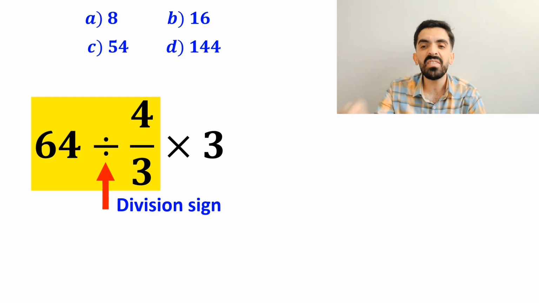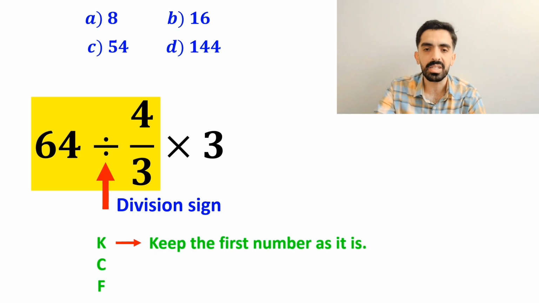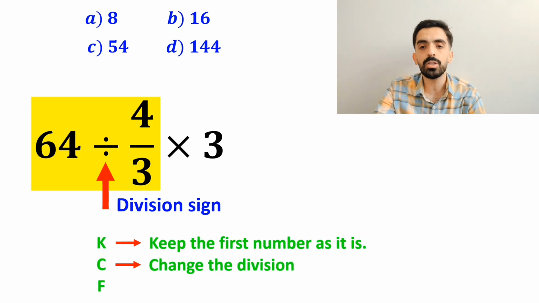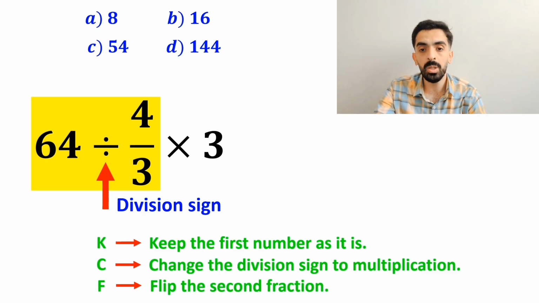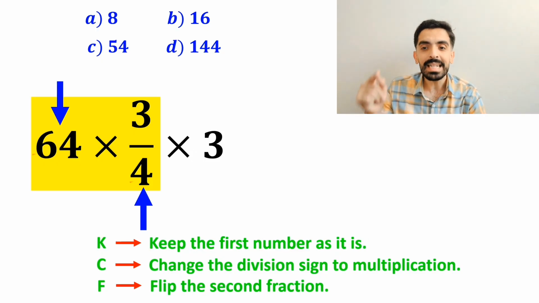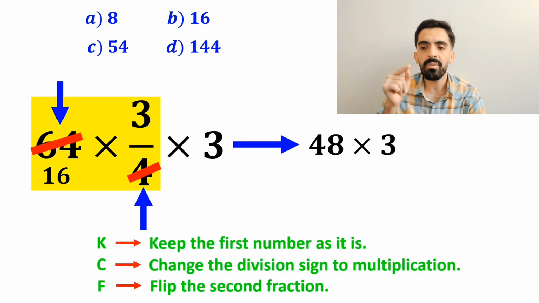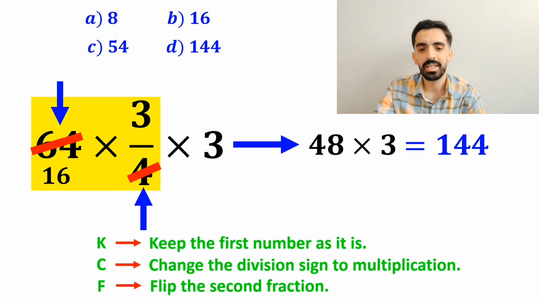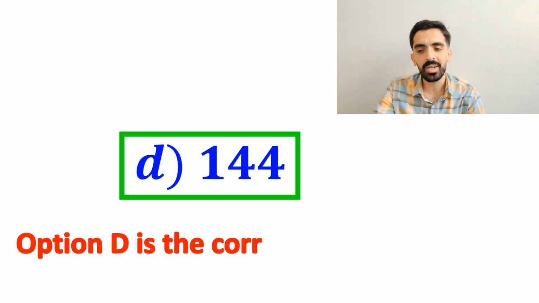Okay, whenever we see a division sign between two terms, the best thing to do is to apply the KCF rule. In this rule, K means keep the first number as it is. C means change the division sign to multiplication, and F means flip the second fraction. So, we remove the highlighted part and rewrite this expression as 64 times 3 over 4 multiplied by 3. Now, we can easily simplify the number 64 with the 4 in the denominator, and instead of this expression, we can write 48 multiplied by 3, which finally gives us the answer 144. Therefore, option D is the correct answer to this question.